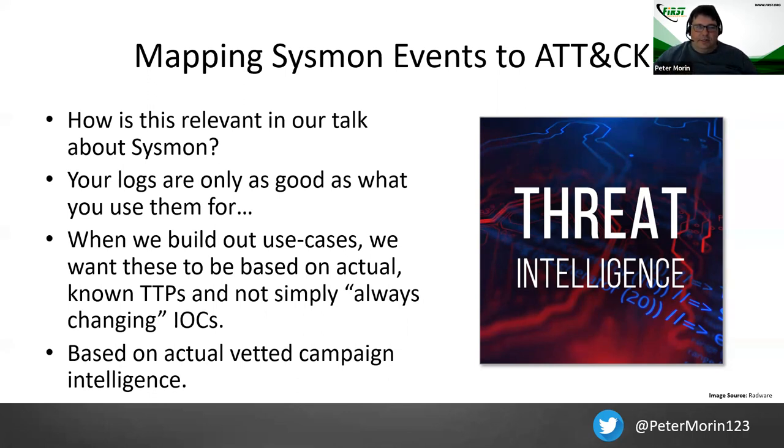We got another comment here. Mirren says, as a starter, deploy Sysmon with a proper config, run Red Canary Atomics, use Sigma rules to help you with detection engineering, repeat atomics, and map your detection coverage to the MITRE framework. Very good, very, very good. We want these to be based on actual known TTPs, not simply always-changing indicators of compromise. And they should be based on actual vetted campaign intelligence and not just assumptions at the end of the day.